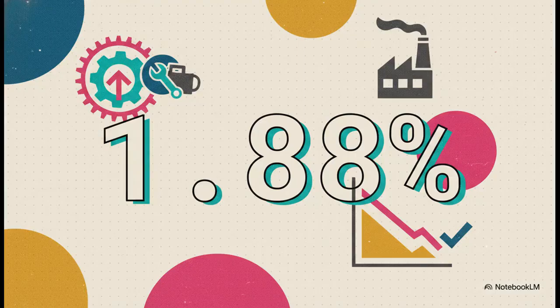And here is the payoff. After designing targeted interventions in the improve phase, stuff like rigorous preventive maintenance and standardizing machine parameters, they moved into the control phase.